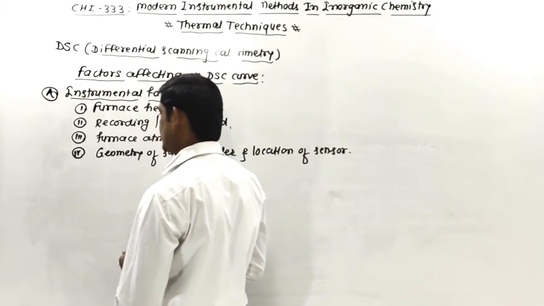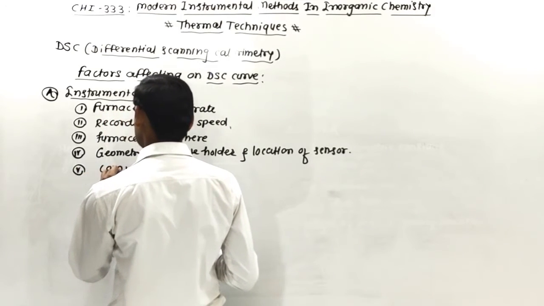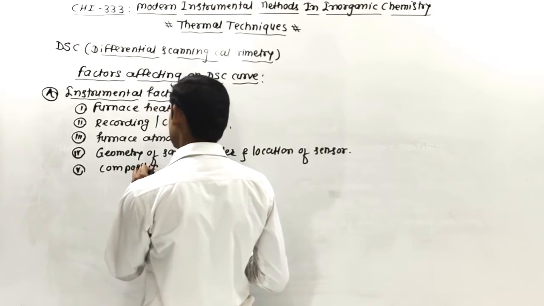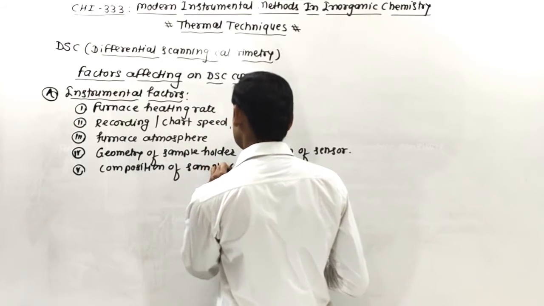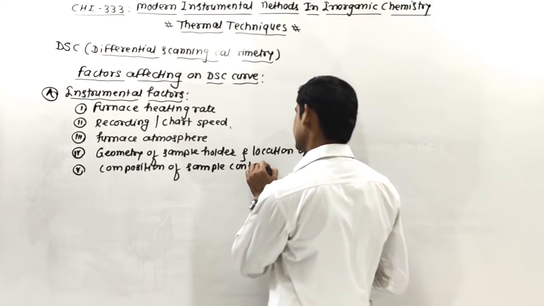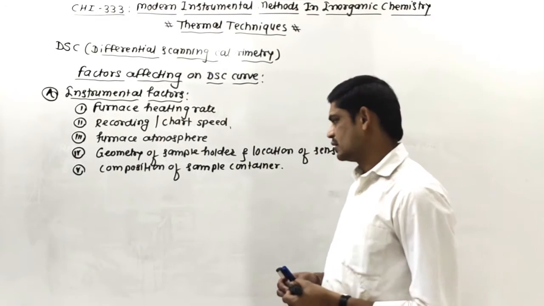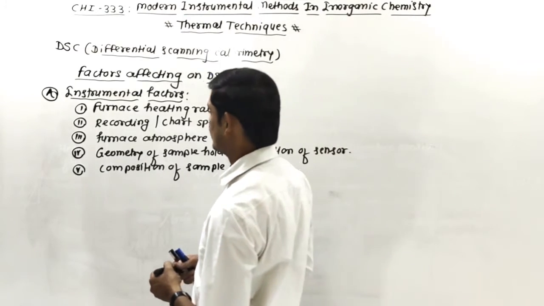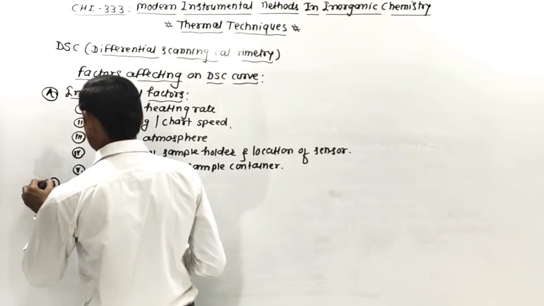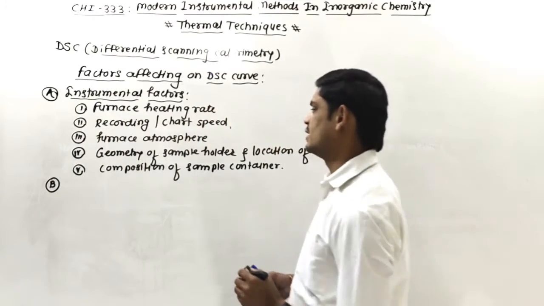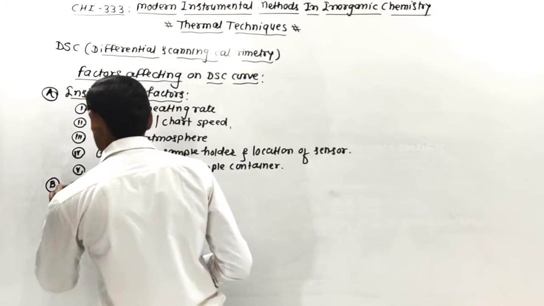The next factor is composition of sample container. Generally aluminum or platinum sample holders are preferred for that. Depending upon that, we will get a little bit of variation in a DSC curve. Our second type of factor is the sample characteristics.